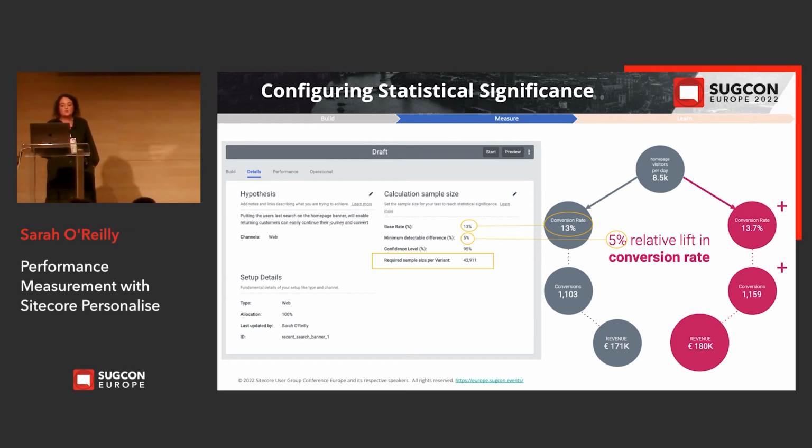Okay, we know the number of people that are visiting the homepage every single day. It's about 8K, and we're looking for about 43,000. So it's going to take us about 10, 11 days to reach that number. We can also predict how long our A/B test is going to run for.